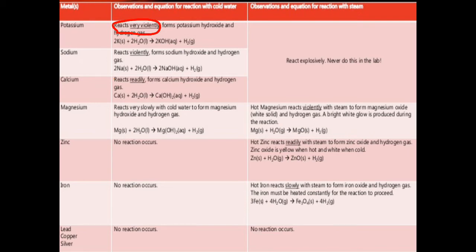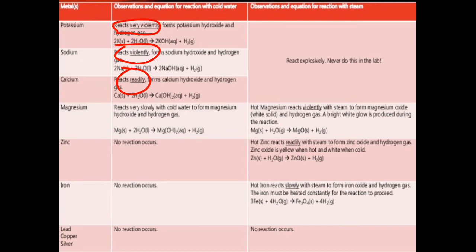The next is calcium. Calcium readily forms calcium hydroxide. Now you have to understand the occurrence or possibility of this reaction, or in other words, you can understand how reactive the metal is by its observation.